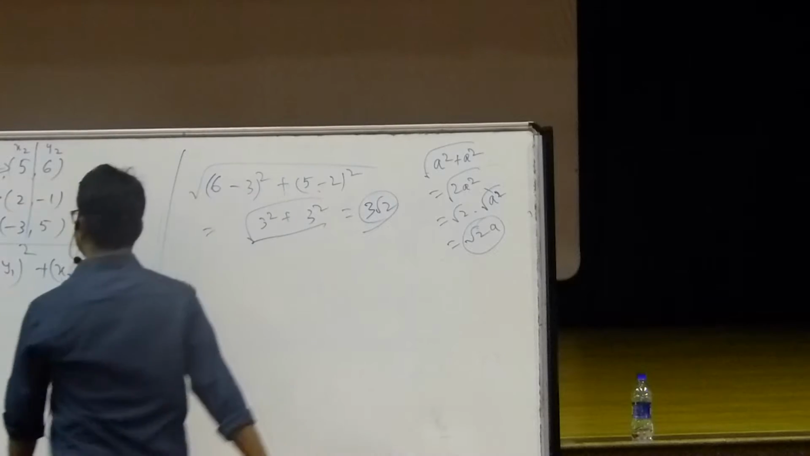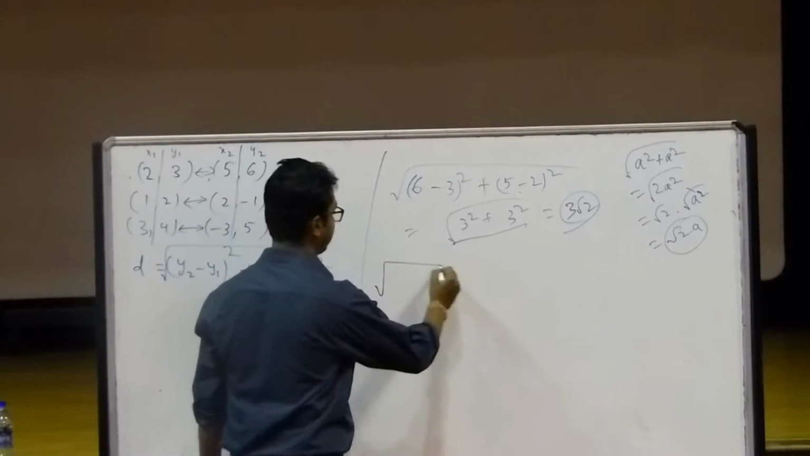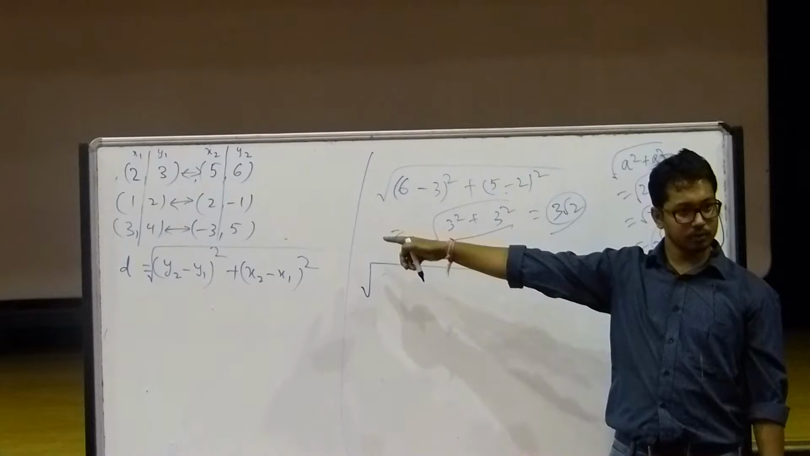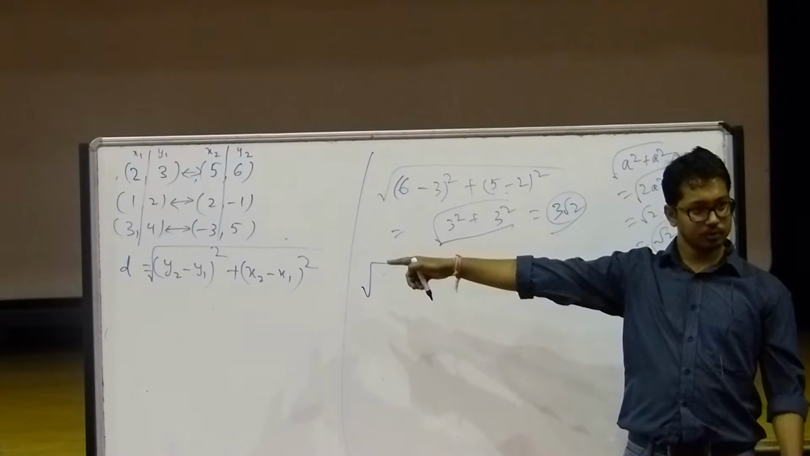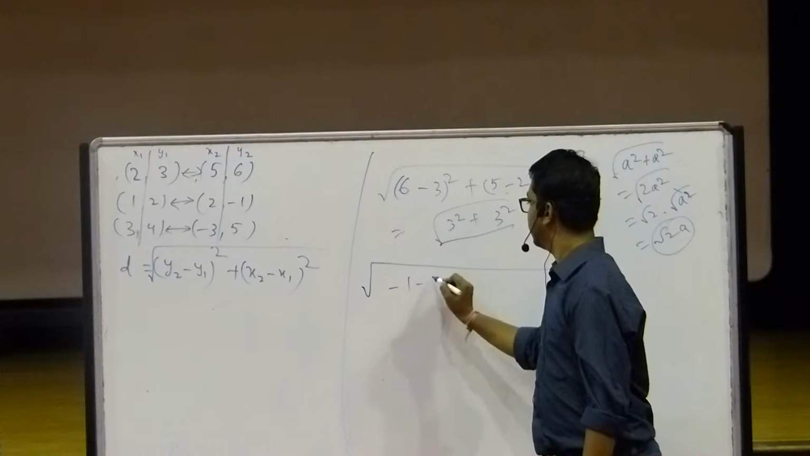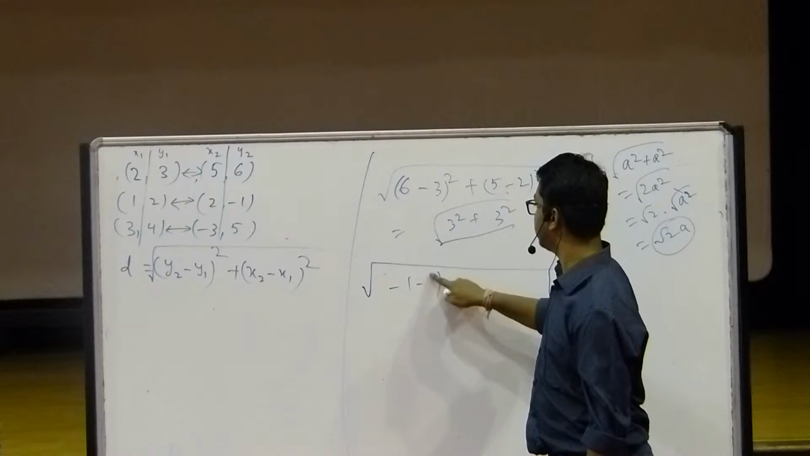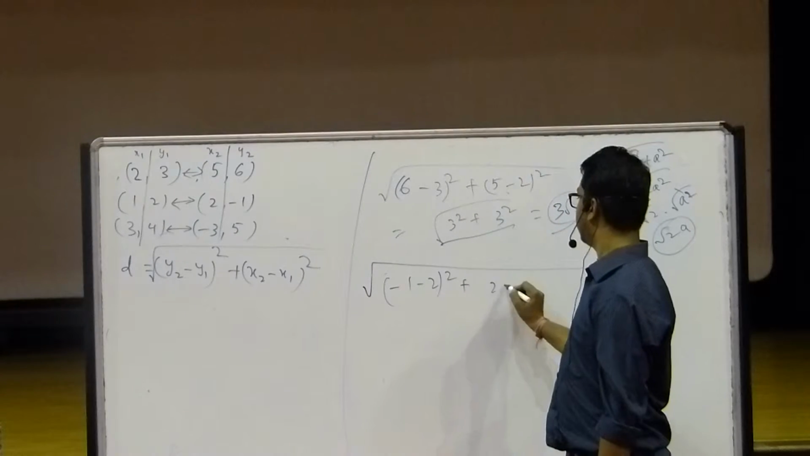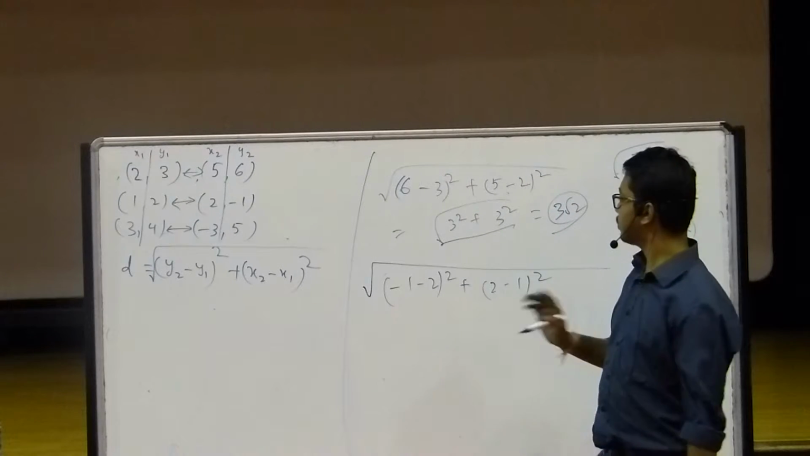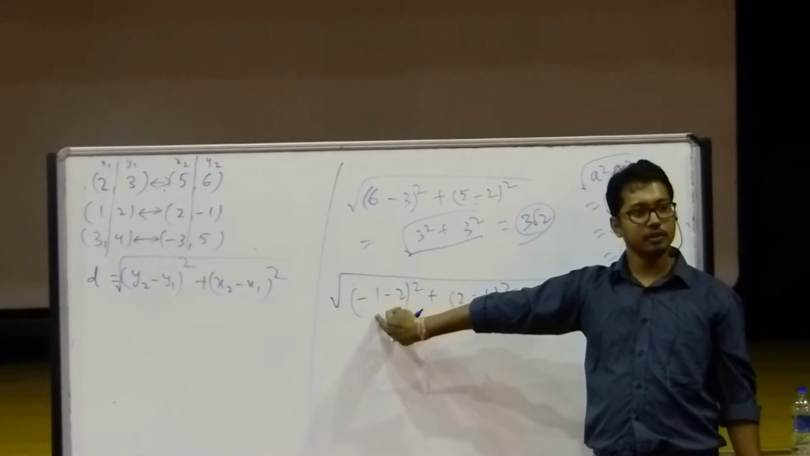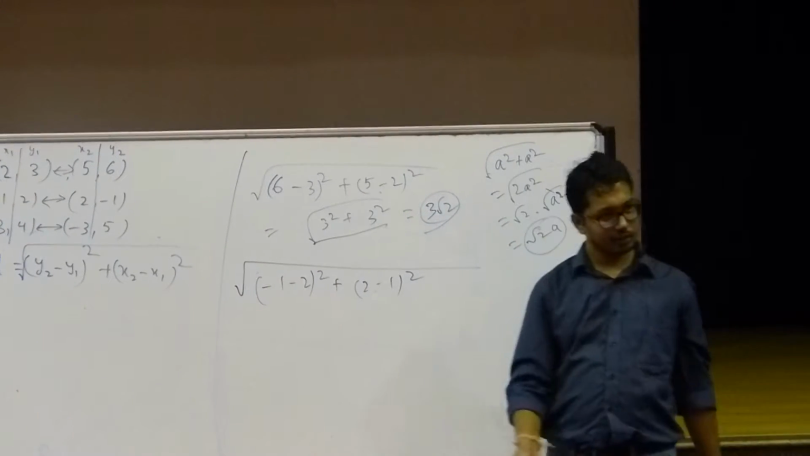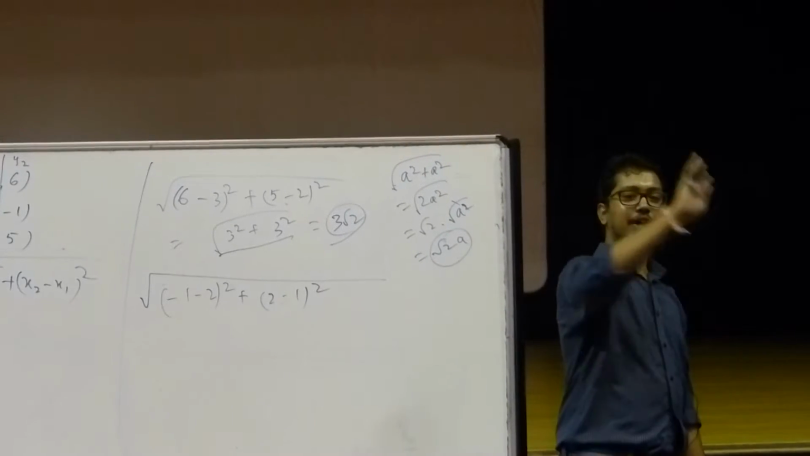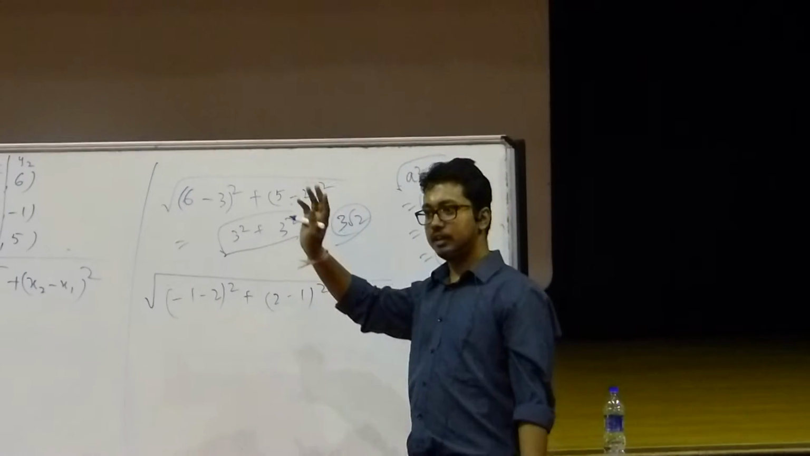How about the second one? Tell me. What's y2? Minus 1. Minus 1, minus 2, whole square. Plus 2 minus 1 whole square. How much is this here? Minus 3. Minus 3 square is? 9.